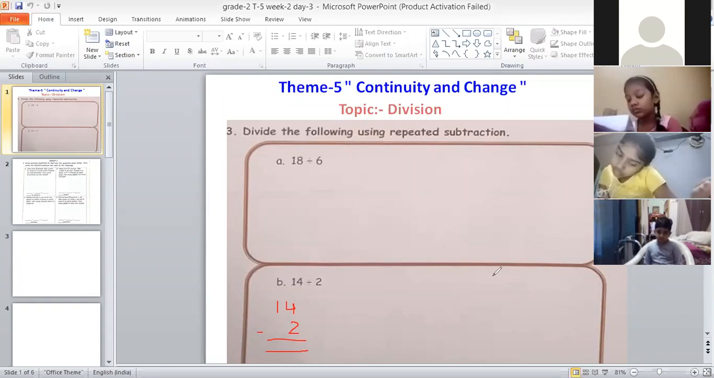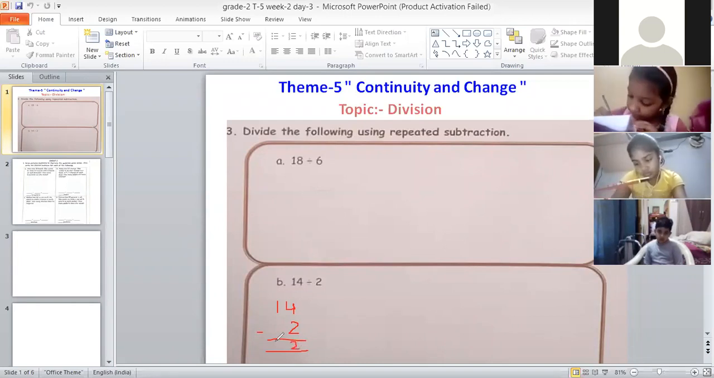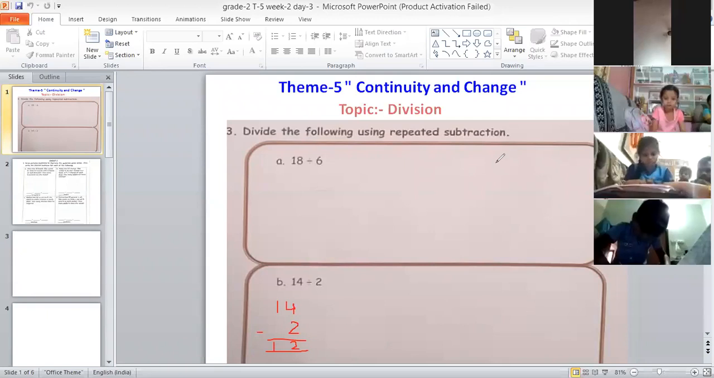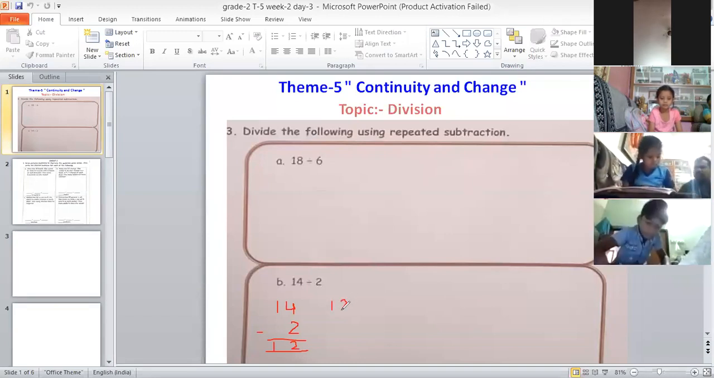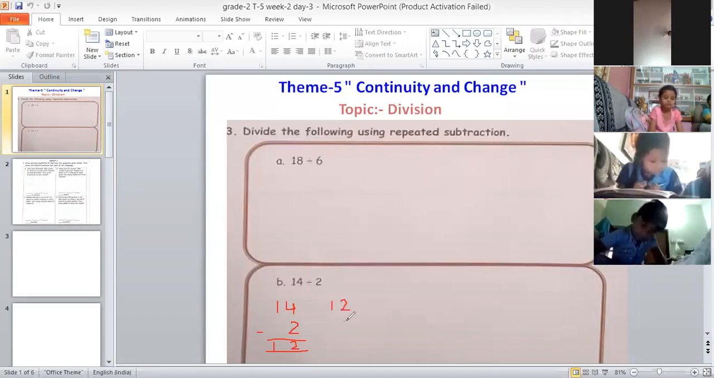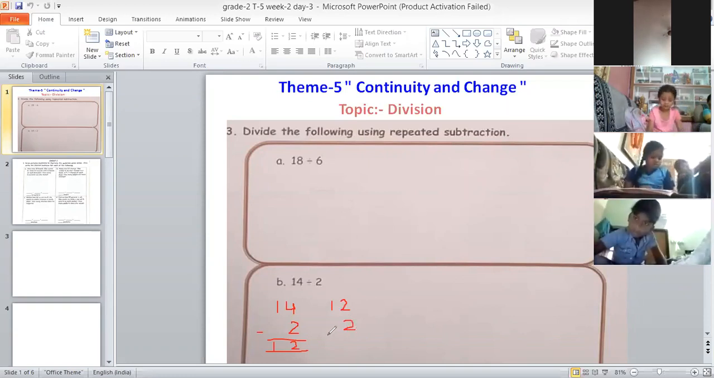Now Dhriti Rathi, you tell me 4 minus 2 how much? 2 ma'am. Yes, so 4 minus 2 is 2, and what we'll write in tens place? Ma'am, we have to write 1. So what is the answer? 12 ma'am. Yes, so answer is 12. So 14 minus 2 is 12. Now what we'll do, we'll write this 12 and we'll subtract 2 again from this 12. Why we are subtracting 2 again and again? Because after division symbol number is 2. So this time we will write 12 minus 2. Okay.